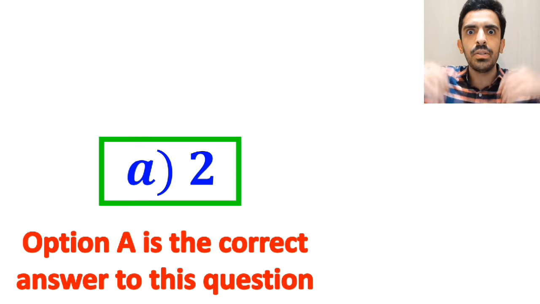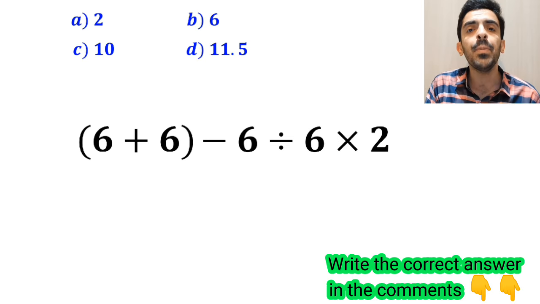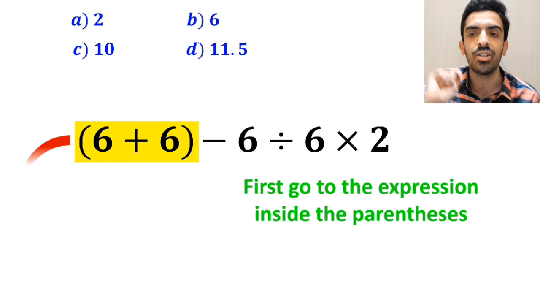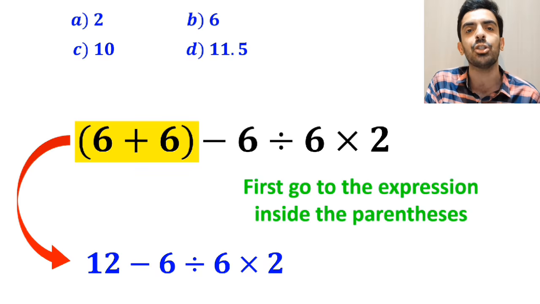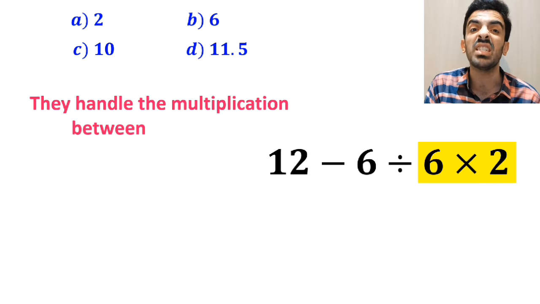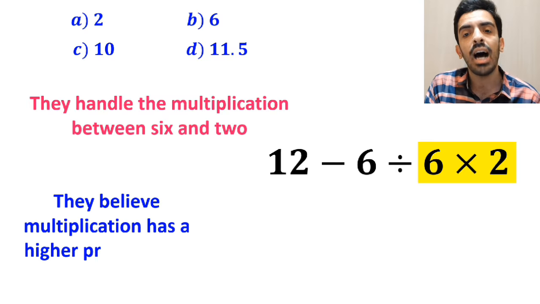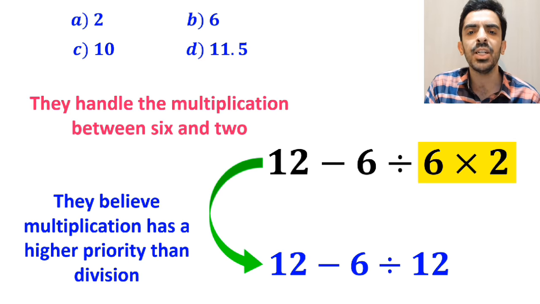However, this answer is absolutely wrong. Also, some other people when solving this question first go to the expression inside the parentheses and write this expression as 12 - 6 ÷ 6 × 2. In the next step, first they handle the multiplication between 6 and 2 because they believe multiplication has a higher priority than division. So, they rewrite this expression as 12 - 6 ÷ 12.